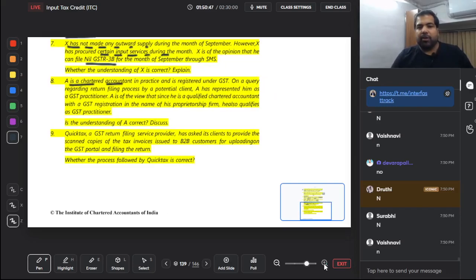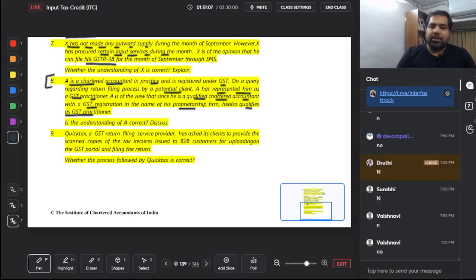A is a chartered accountant in practice and is registered under GST. On a query regarding filing process by a potential client, he represented himself as a GST practitioner. He is of the view that since he is a qualified chartered accountant, he is already a GST practitioner. He qualifies as a GSTP. Is that right? No. For GSTP, you need to enroll. As a CA, can you enroll? Definitely, but you need to enroll. GSTP registration is not automatic.